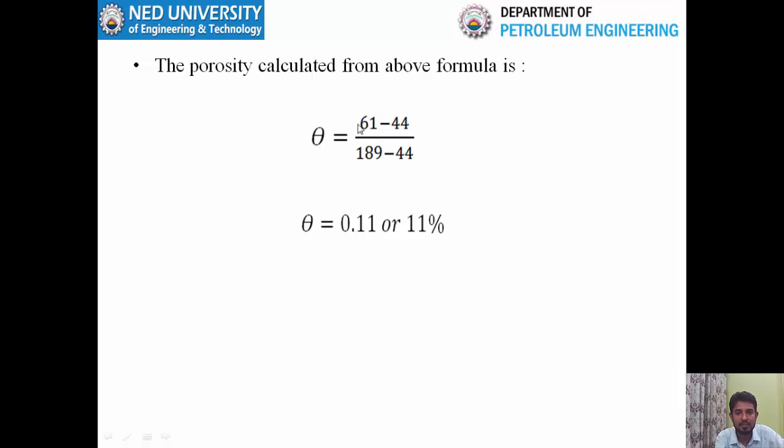So 61 is the delta T log value minus delta T matrix 44 for dolomite, divided by delta T fluid 189 minus 44, and it turns out that the porosity from the sonic log in zone number 5 is 11%. Again, you will also calculate porosity from other logs, and you will compare and try to find out that they are consistent. If they are not consistent, there is some problem.